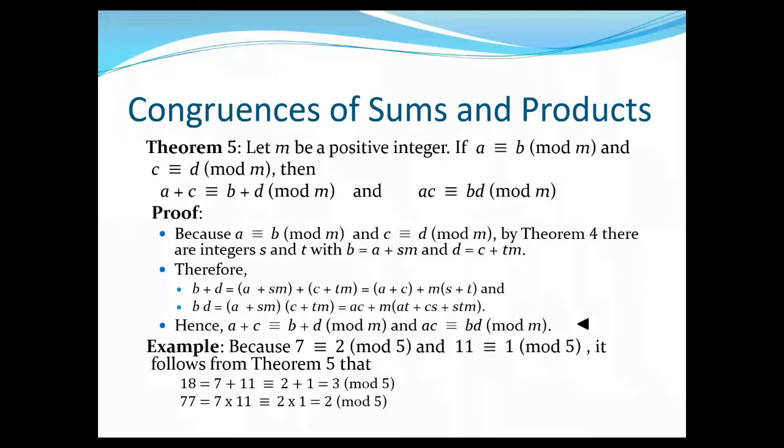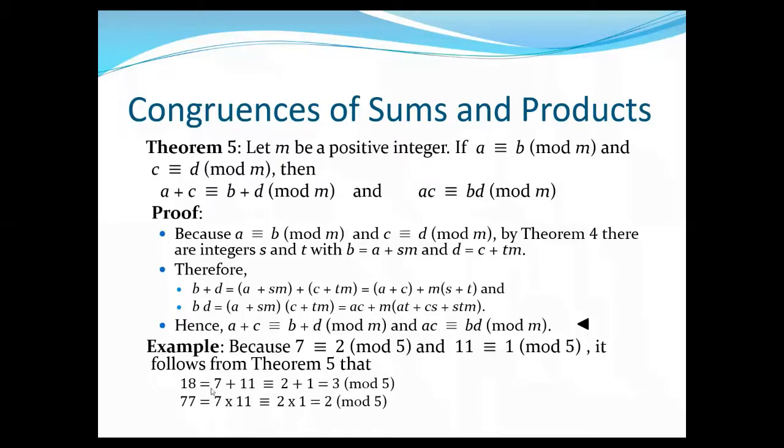Okay, so we're going to add 7 plus 11. So we have 18. And then for the modulo, for the B plus D, we have 2 plus 1 is 3. Then subtract 3 from 18, we have 15. Divide by 5, the result is 3. So therefore, they are congruent.